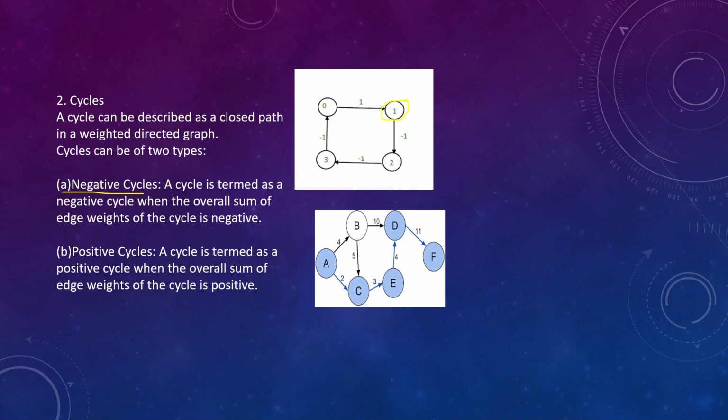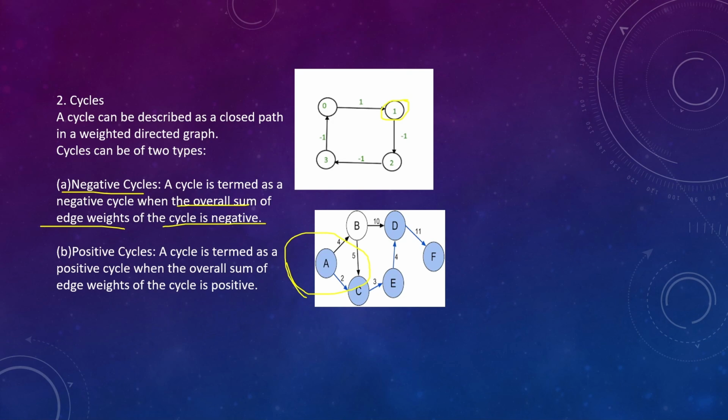What are negative cycles? When traversing through a cycle, if the overall sum of the edge weights of the cycle is negative, then we term the cycle a negative cycle. On the contrary, if the overall sum of the edge weights of the cycle is positive, as you can see here, then the cycle is a positive cycle. So that's all for the prerequisites.